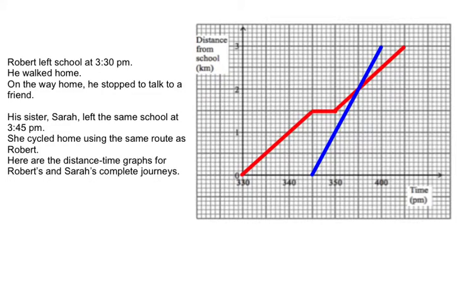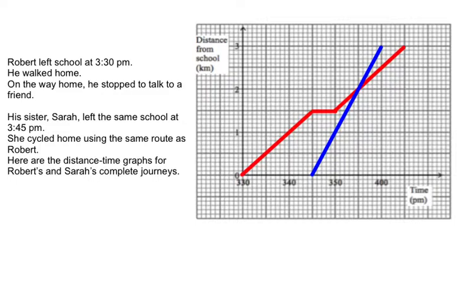The first graph we're looking at is right here, and the description is written on the left side. It says, Robert left school at 3:30 p.m. He walked home. On the way home, he stopped to talk to a friend. His sister Sarah left the same school at 3:45 p.m. She cycled home using the same route as Robert. Here are the distance time graphs for Robert's and Sarah's complete journeys.